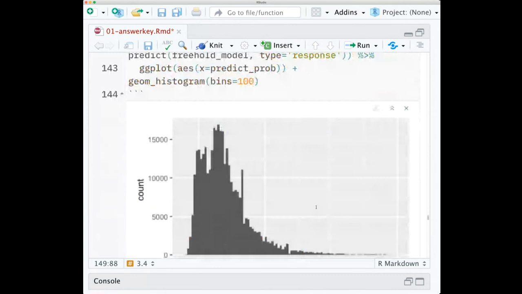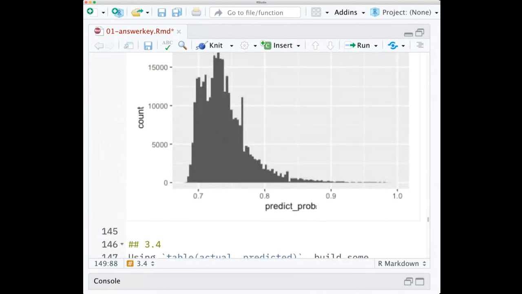Georgia asks, the bulk is above 0.5, so does that mean there's always more of a chance than not that it's a freehold? Yep, it does.